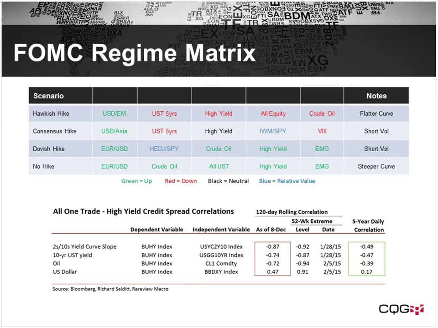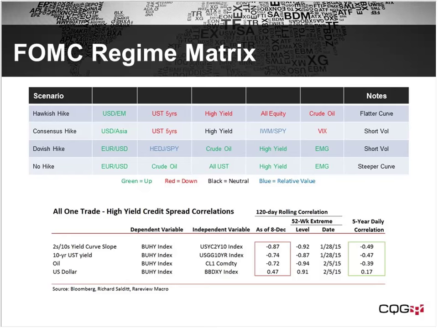Okay. The most important part, as we said out of the gate, this business is about either making money or saving money. So we laid out four different scenarios for you about how Fed policy will be received. Number one, a no hike, meaning zero interest rates forever. Number two, the dovish hike, one and done. Number three, a consensus hike. We're going to hike and have a gradual pace thereafter. And then number four, a hawkish hike. We're going to get a hike and a measured pace thereafterwards.